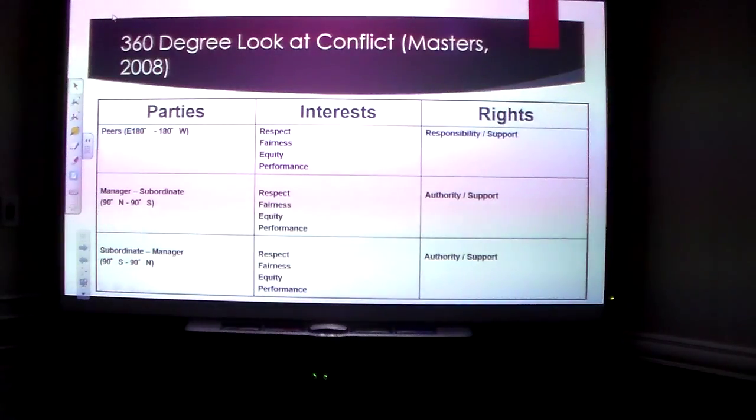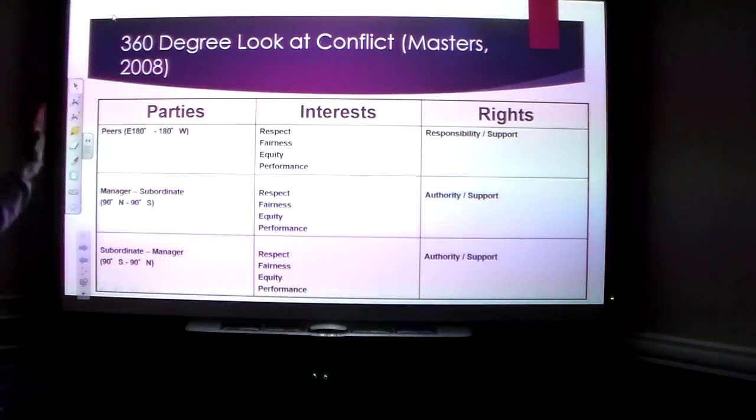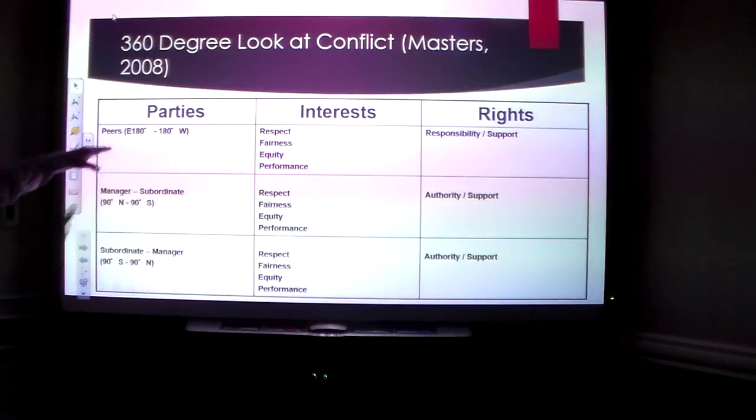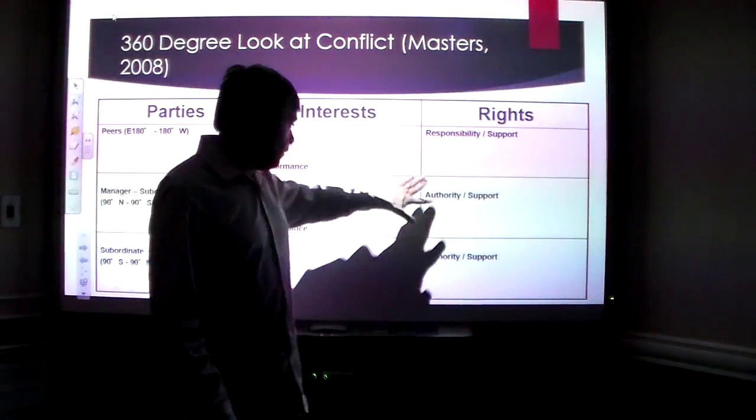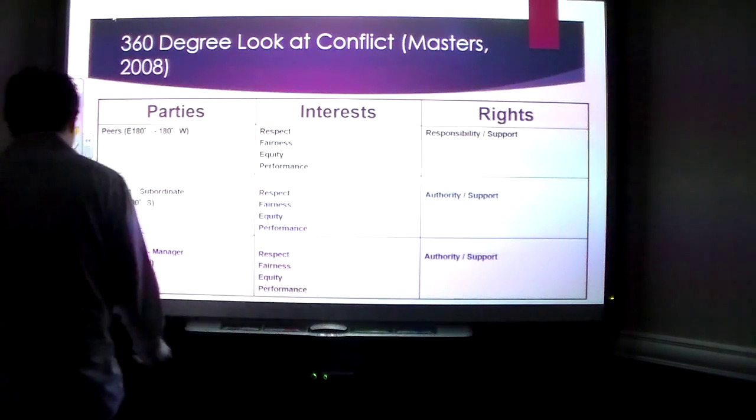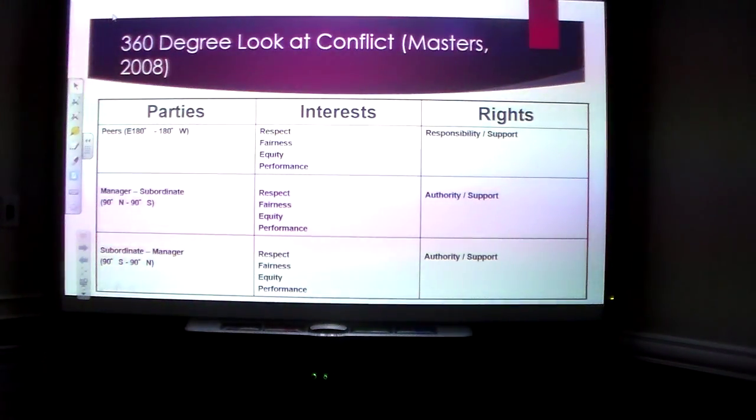So I give you a 360-degree look at conflict, and because it's 360 degrees, really it's 3 different dimensions, because you have 90 north, 90 south, then you have east and west dealing with peers. Everybody has the same interest: respect, fairness, equity, and performance, but the key comes in on the rights that people have. Support is consistent on all of them, but the difference between responsibility and authority can create some issues. And when you're looking at the dichotomy between manager and subordinate, that's certainly something that you have to keep in mind.